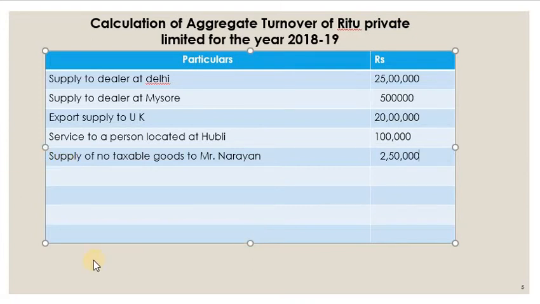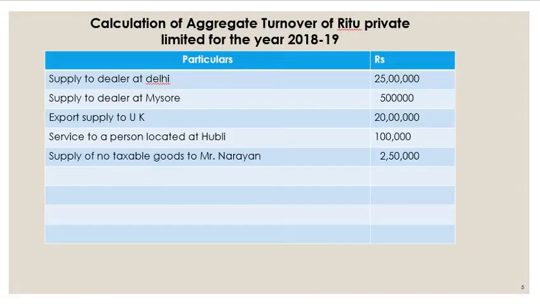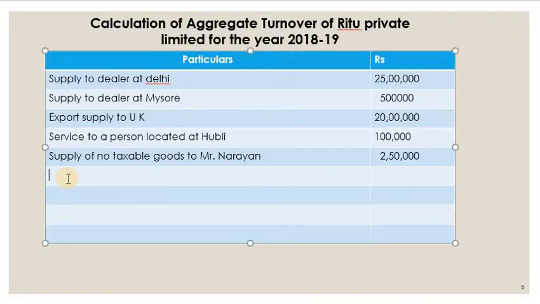Then let's go to the next one. Supply goods from Mangalore unit to SEZ, worth rupees 5 lakh. Supply of goods to SEZ at Delhi. How much is the value? It is again 5 lakh.